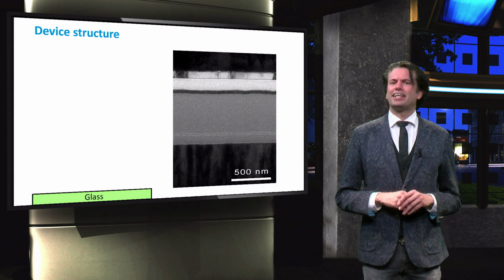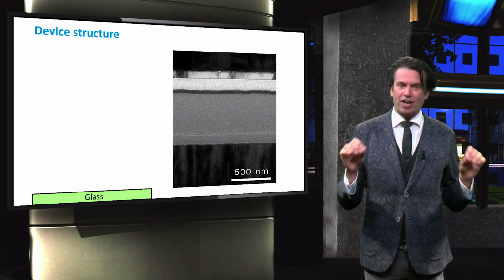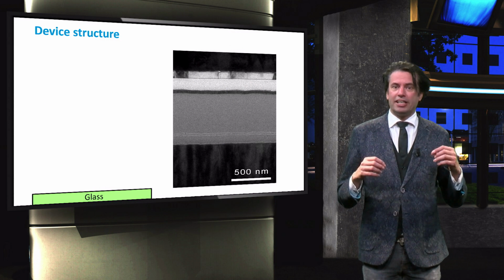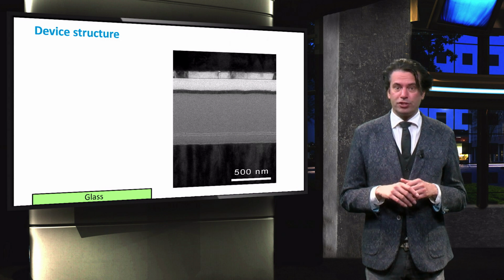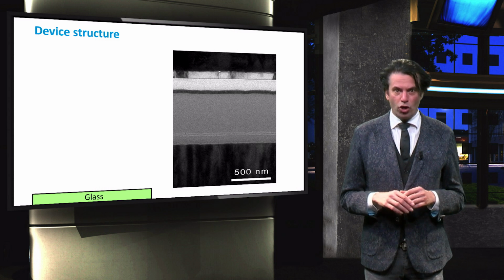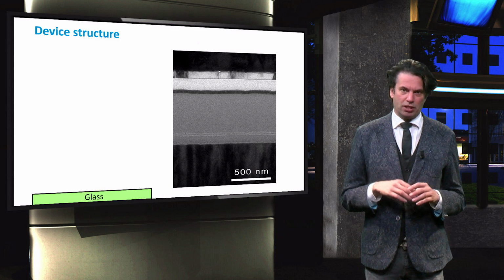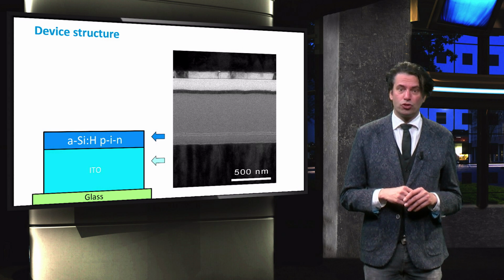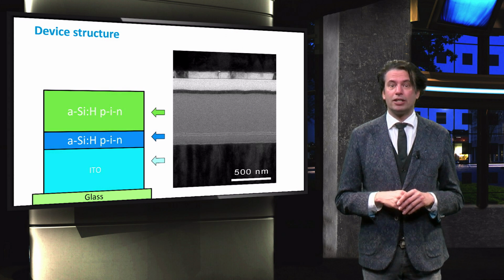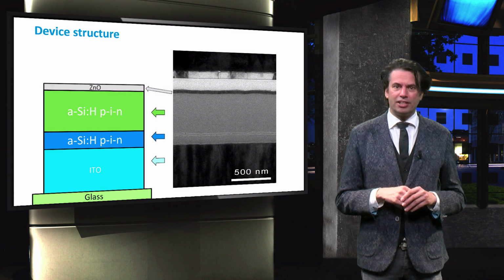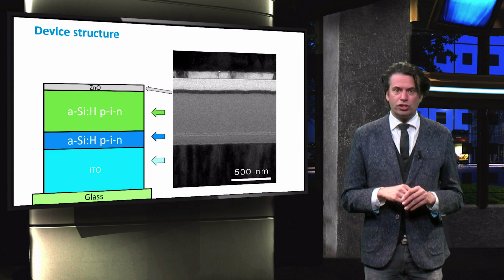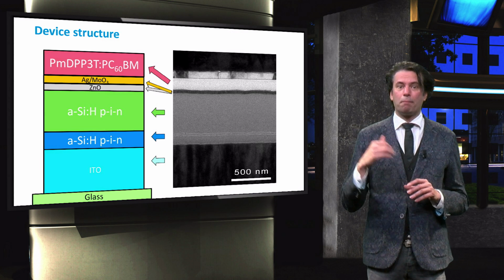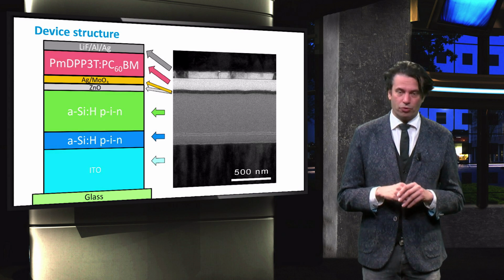Here you see the scanning electron microscope picture of a flat triple junction. The device configuration is based on a tandem cell including an additional amorphous silicon middle cell with a lower band gap in reference to the top cell. First ITO, then the amorphous silicon top cell, followed by the amorphous silicon middle cell and the zinc oxide electron collecting layer, the silver recombination layer and the molybdenum oxide hole collecting layer, the organic bottom cell and the back contact are shown.